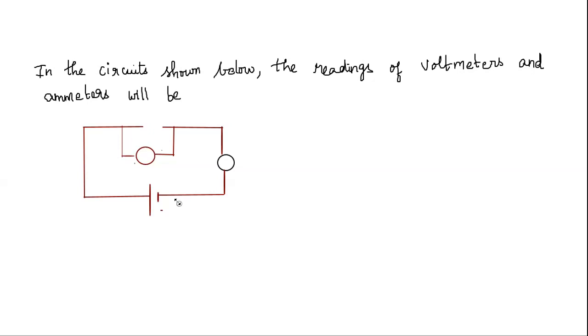This is the first circuit, and you have a 10 ohm resistor here. And this is voltmeter V1, and this is ammeter A1. So this battery is providing a potential of 10 volt, and here you have current I1 flowing through this circuit. This is the first circuit, and the second circuit I will be drawing here.